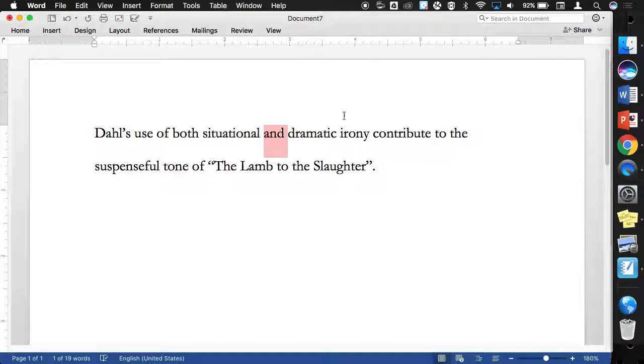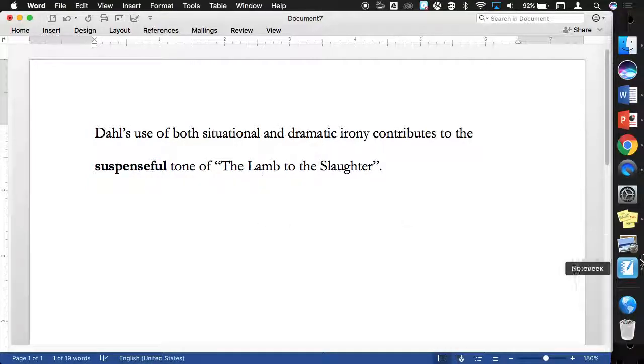All right? And actually I would go contributes because I'm saying his use of it. Even though there's two things that are getting used, it contributes to the suspenseful tone of "Lamb to the Slaughter." Did I restate it? Yes. And I also did something else. I answered the question because I've identified what that tone is that I'm going with: something that is suspenseful.